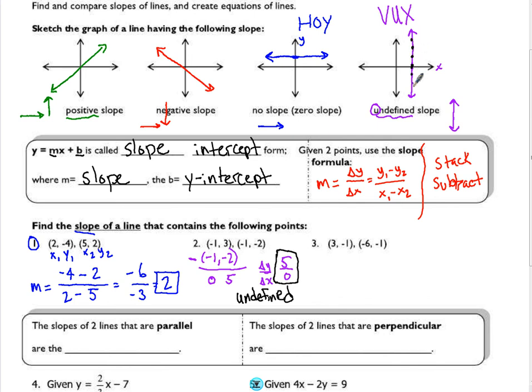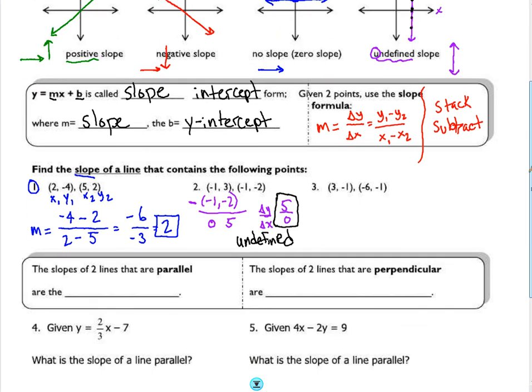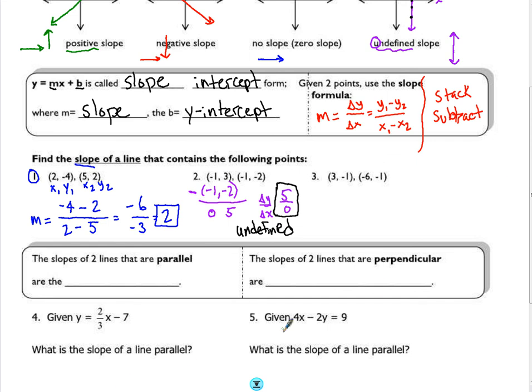Alright? Go ahead and try the third one, see how you do, and then you can check in with me. Let's use the formula here, so we'll do y and y. We'll do -1 minus a -1 all over x and x, -6 minus 3. So my numerator becomes 0, my denominator becomes -9, and 0 divided by any number is always 0. So this has a 0 slope.